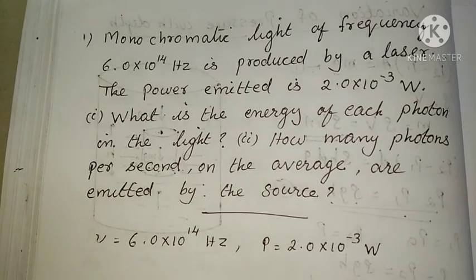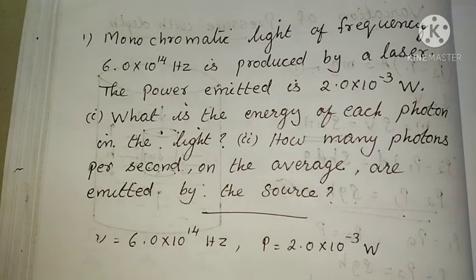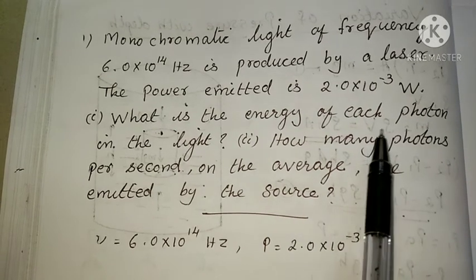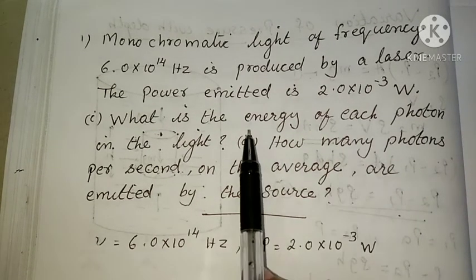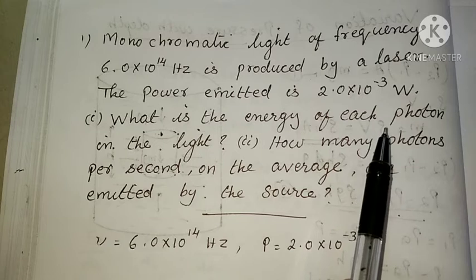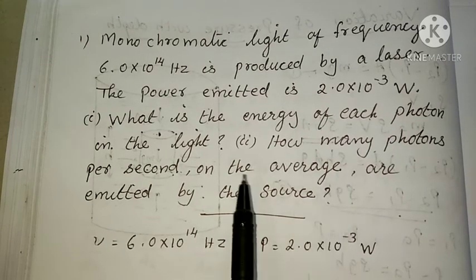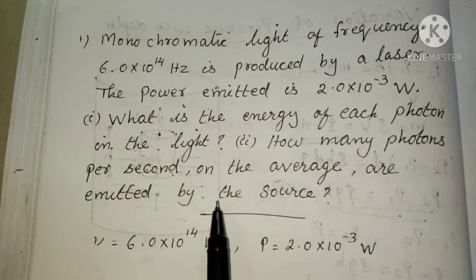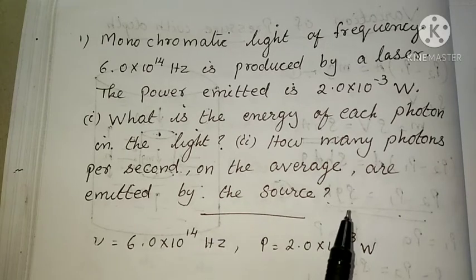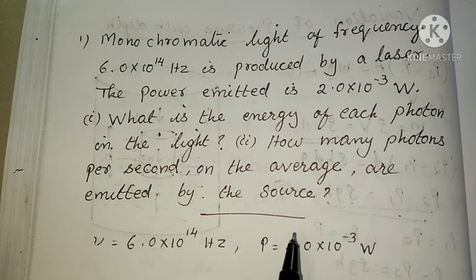Monochromatic light of frequency 6 into 10 raised to 14 Hz is produced by a laser. The power emitted is 2 into 10 raised to minus 3 watt. What is the energy of each photon in the light? How many photons per second on the average are emitted by the source?